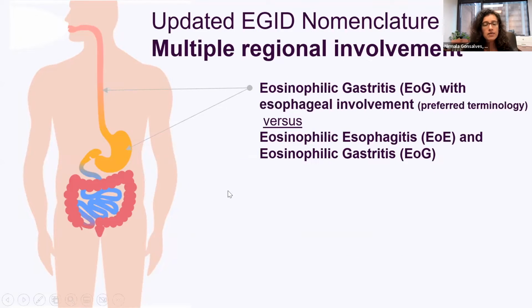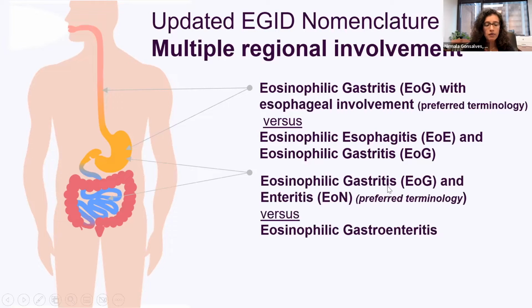Where there was a little bit of disconnect was when there was multiple regional involvement. So for instance, if you had a patient with involvement in the esophagus and the stomach, recommendations are to call this eosinophilic gastritis, EOG, with esophageal involvement. That's the preferred terminology. However, it can be referred to as EOE and eosinophilic gastritis. The confusion here is that the traditional term EOE is disease isolated to the esophagus without any involvement in any other organs, without gastric and duodenal involvement. And that's why there was not clear consensus on how to name these multiple regions.